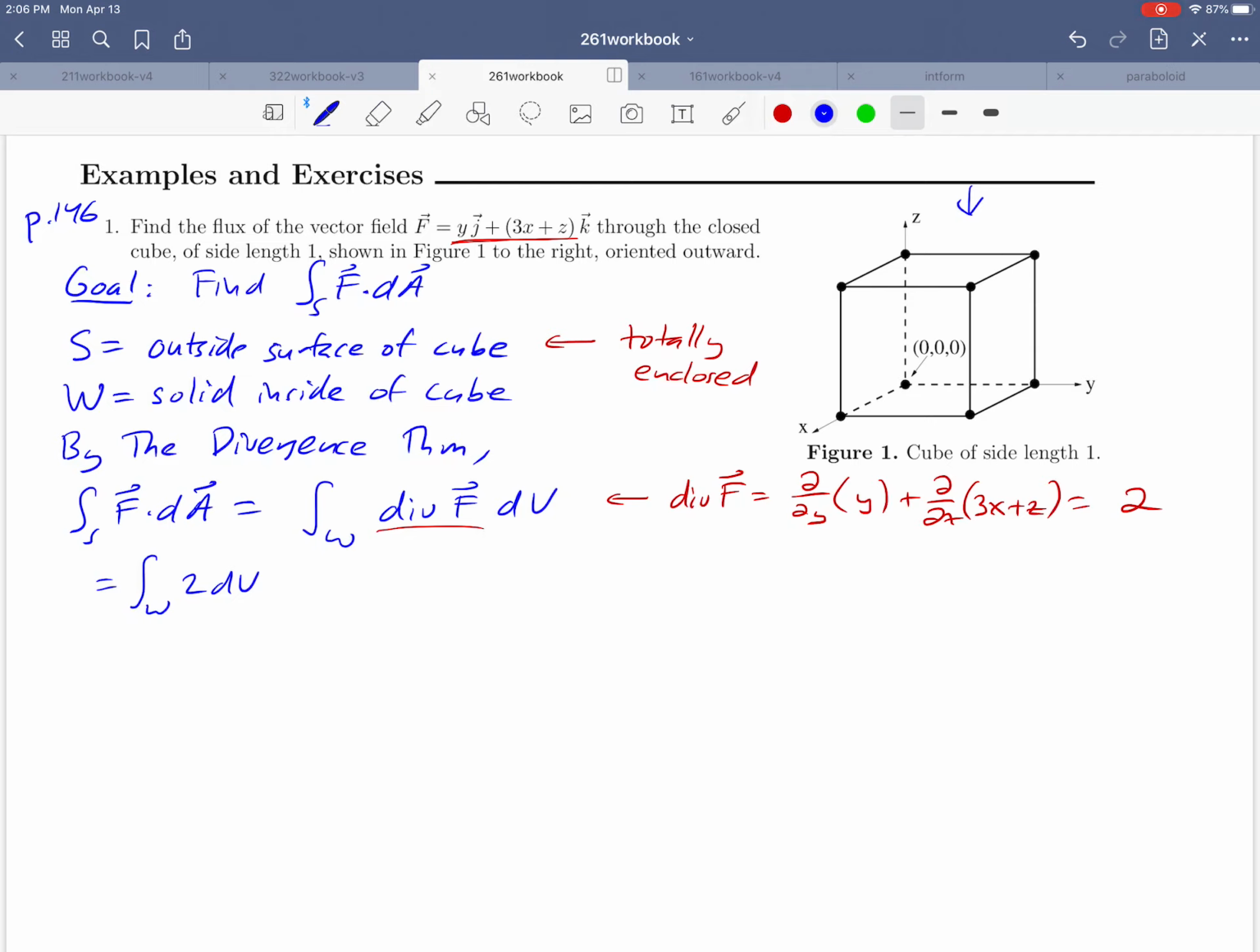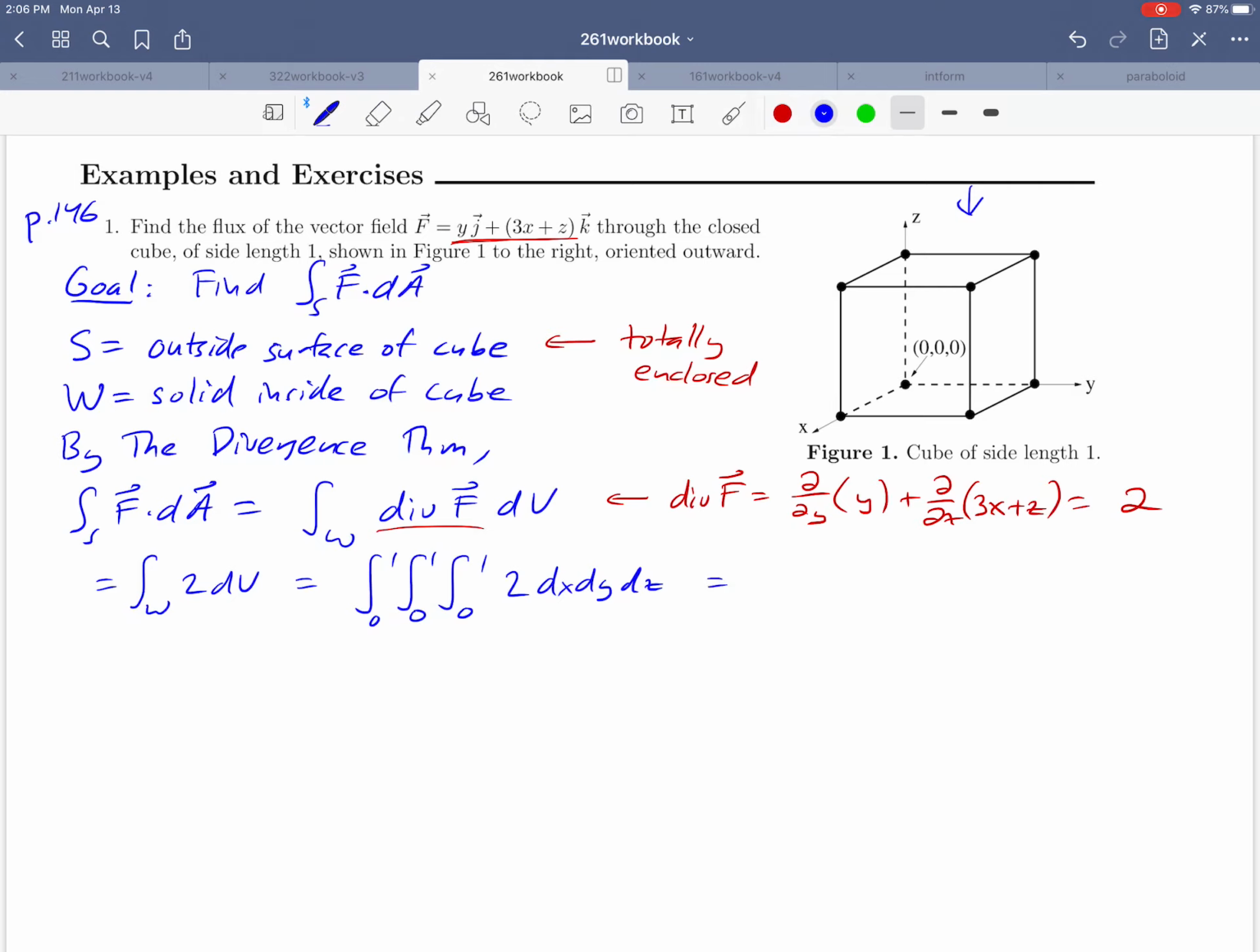Okay, and now let's remember the region that we're integrating over. W is a solid cube. And so it's a triple integral, which means we're going to have limits for x, y, and z, but the limits are easier because our region is rectangular. So it doesn't really matter what order we integrate in. So how about if we just go dx, dy, dz, and all of our limits are going to be 0 to 1 in this case, because our cube has sides of length 1.